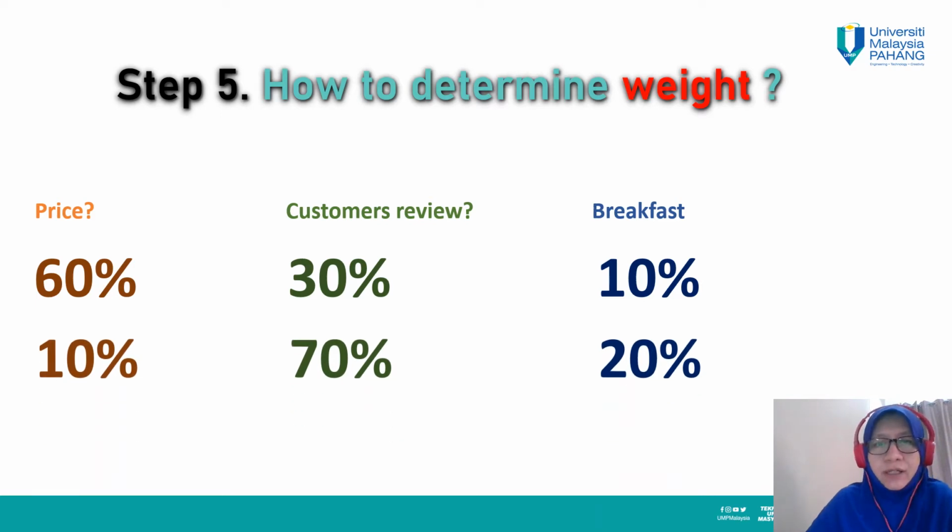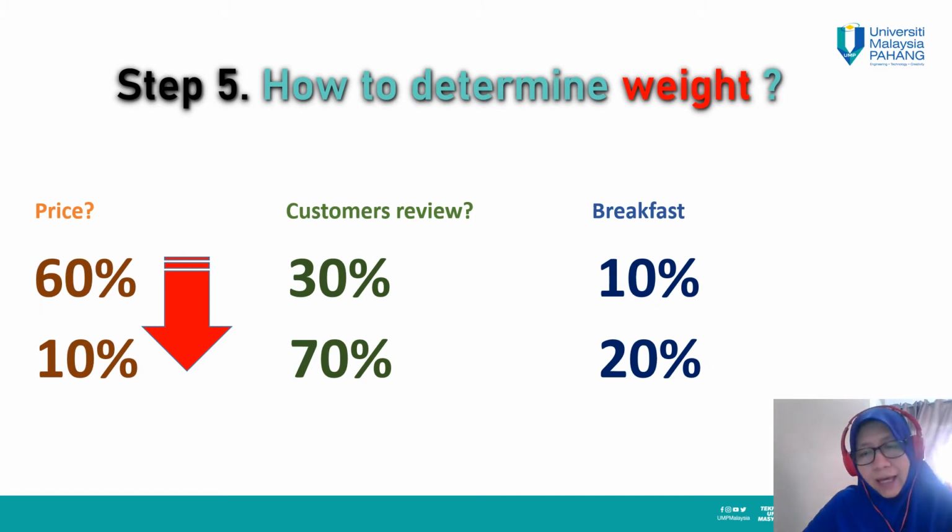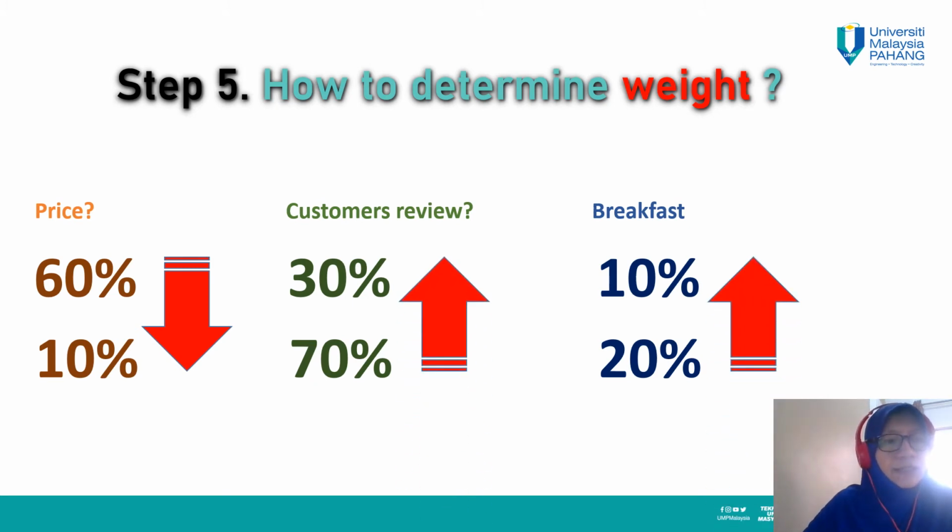Another assumption, if we are much more concerned with the customer's review, we will put the value for customer's review higher than the other criteria. We can play around with the percentage value on each criteria according to the trade-off that we set. Any value can be accepted as long as the total value for the criteria is 100.